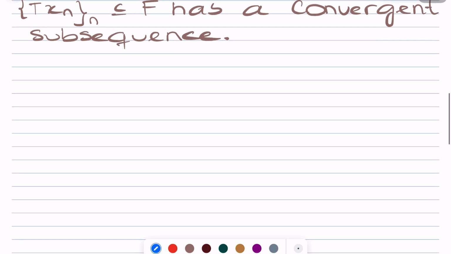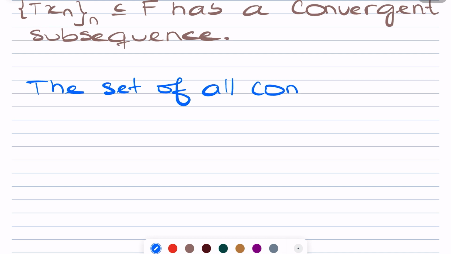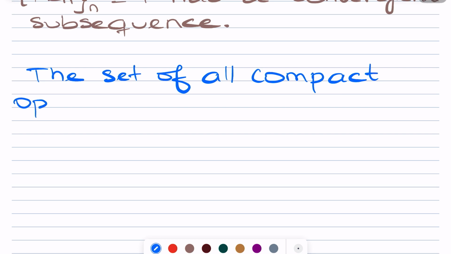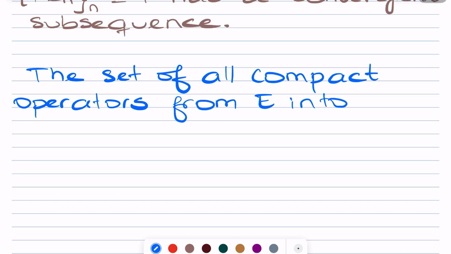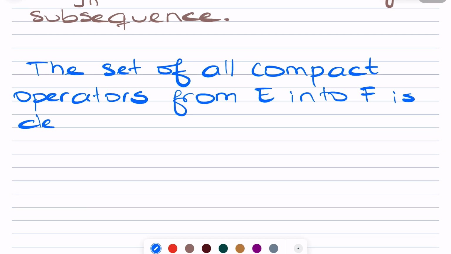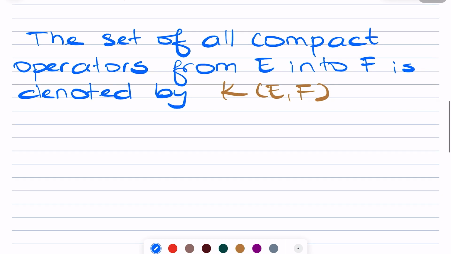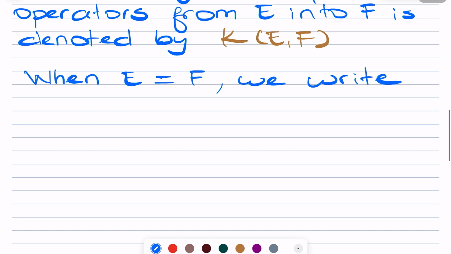Okay, I think we now know what the compact operator is. So the set of all compact operators from E into F is denoted by KEF. And when E and F coincide, we will write KE instead of KEE, for simplicity. Okay, so we are ready to state our first theorem.